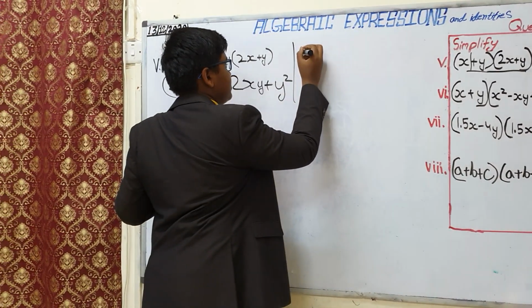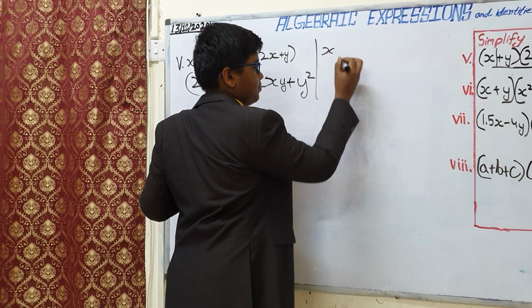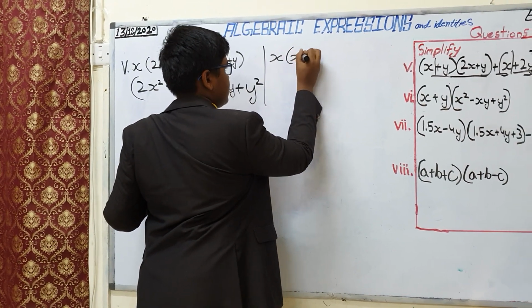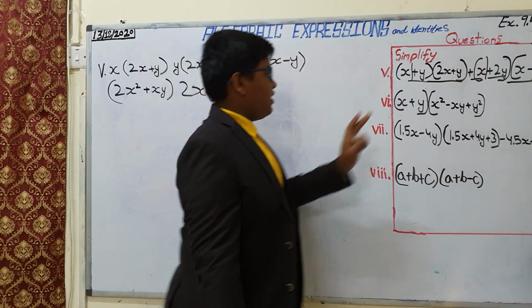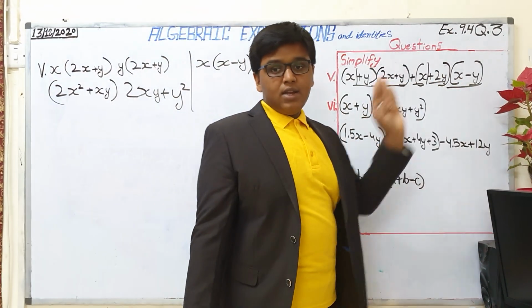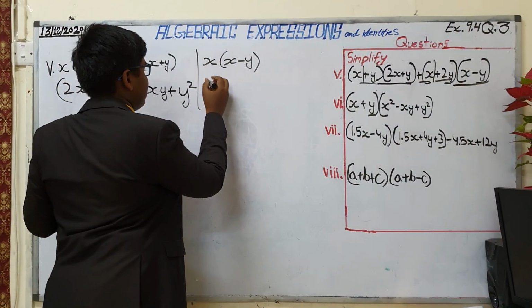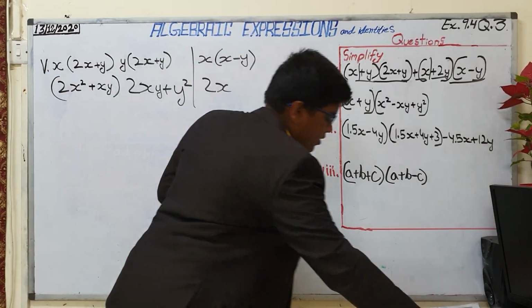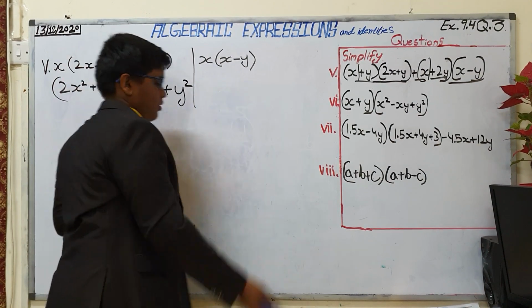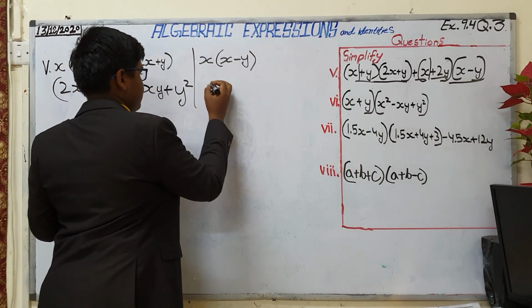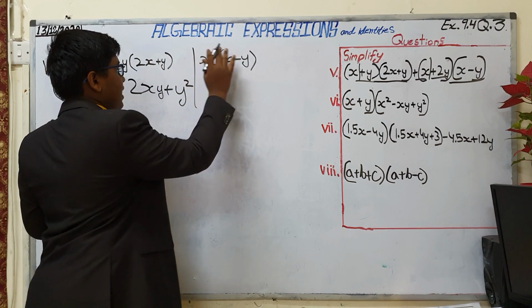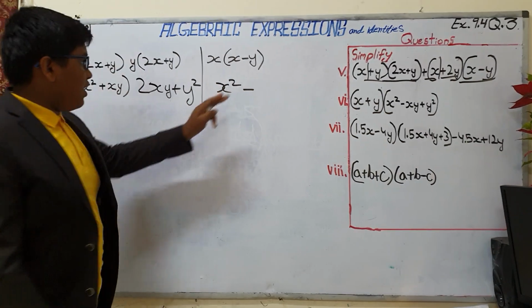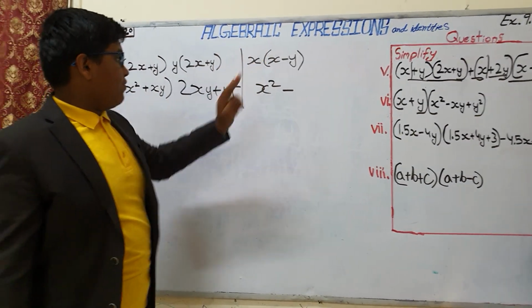Okay. Now the second one is x in bracket (x minus y). We are taking x first and then multiplying it by the last bracket. Then x into x equals x raised to the power 2, x squared. Add the powers, 1 plus 1 equals 2. So this is x squared. And here we have minus. So x into y equals xy.